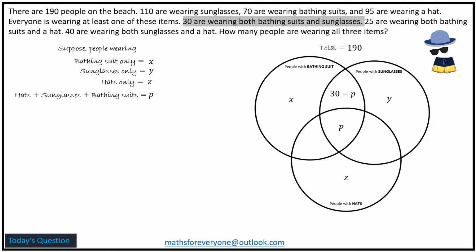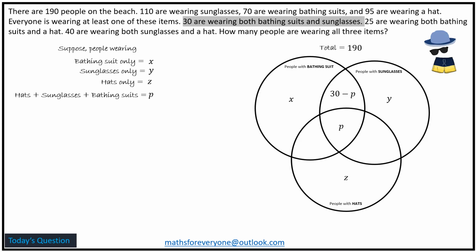So we know that 30 people are wearing both bathing suits and sunglasses. So the region which is exclusive to people who are wearing both the bathing suit and the sunglasses would be 30 minus B. We'd have to subtract the B out. So that's the number of people common between bathing suit and sunglasses, who are wearing only two items.